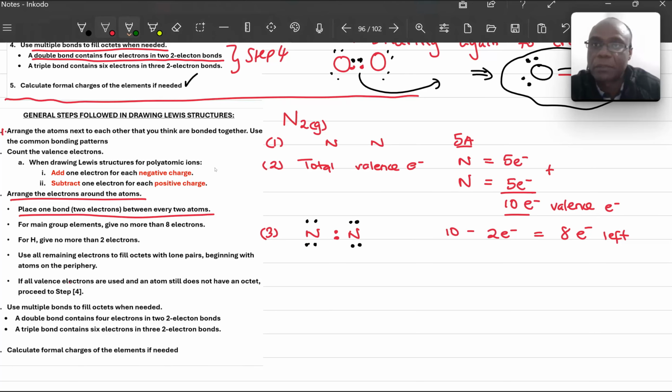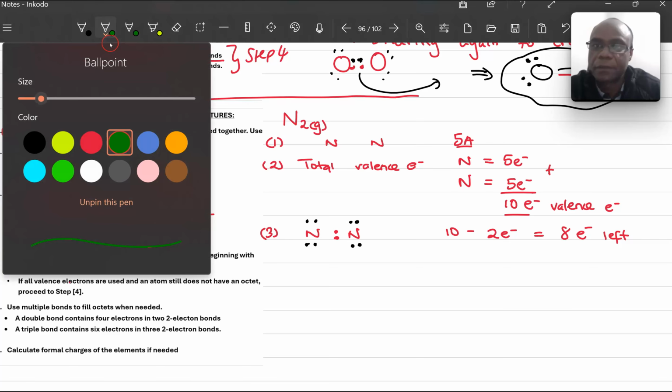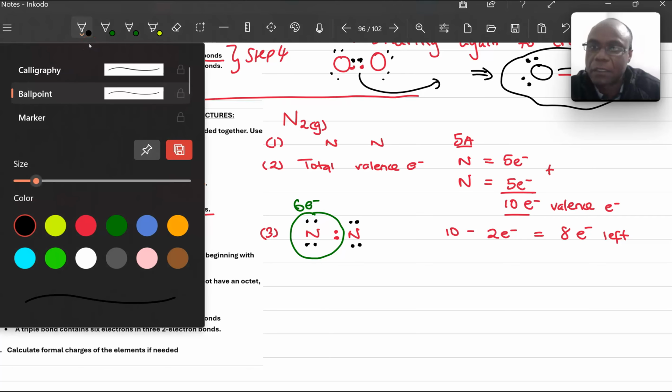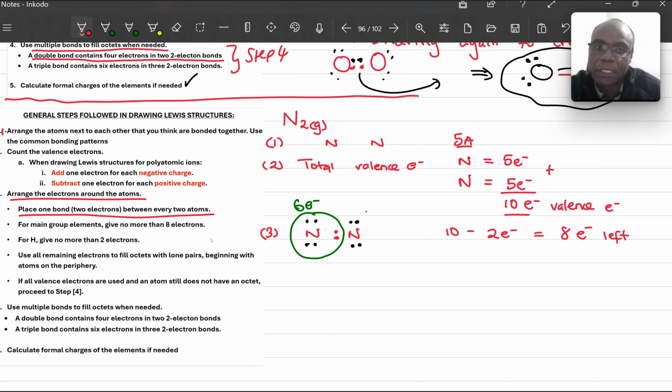Now there's a problem. If you look closely, if you circle what's surrounding this nitrogen, it's 6 electrons. Similarly, if you circle what is surrounding the other nitrogen, it's 6 electrons. Both of them are very sad. Why? They do not have an octet.